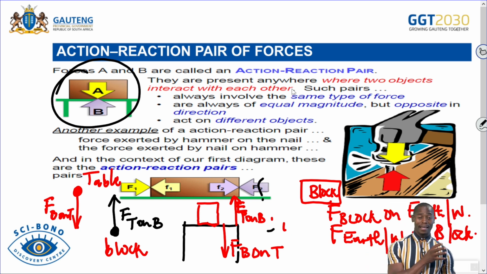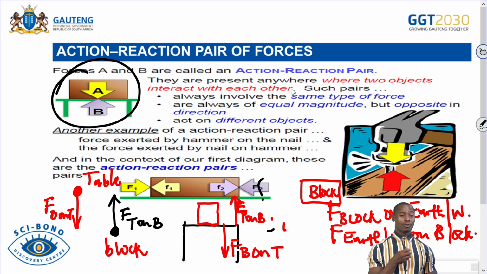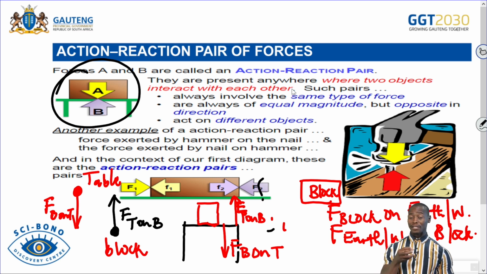For the first example, we're focusing on what? On the block and the surface. Now we're focusing on block and what? And the earth, right? So action-reaction pair of forces, it will be force exerted by the block on earth and the force exerted by earth on what? On the block. Or force exerted by the block on weight and force exerted by weight on what? On the block. Same with the table.